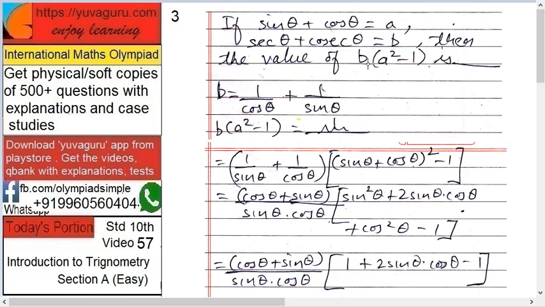Okay. Now what do we want? B into A square minus 1. So B into A square minus 1 equals, what is B? 1 upon sin theta plus 1 upon cos theta, into, what is A square? Sin theta plus cos theta the whole square, minus 1.